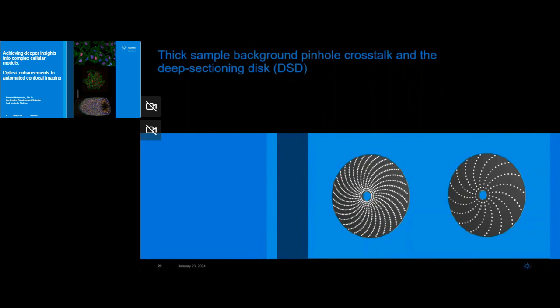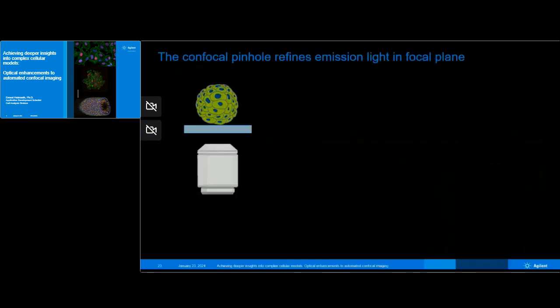Now, to understand what the deep sectioning disc is capable of doing, I'd first like to explain a few aspects of the optical path. So the confocal pinhole refines emission light in the focal plane. So if you're imaging a spheroid, say, and your focal plane is at the bottom of the spheroid, confocal imaging means you're able to place a pinhole in the conjugate focal plane.